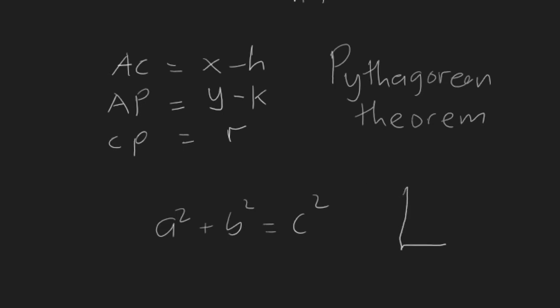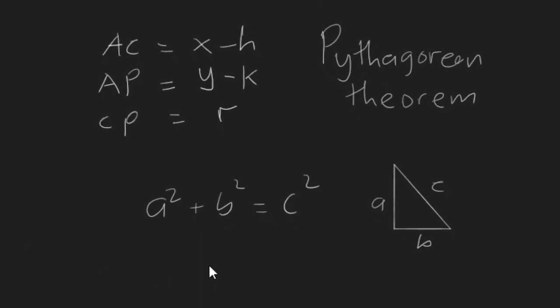So if it was like this, this is going to be C, A, and then B. So we can compare it to this one. In this case, our R is going to be our C. And then we can say AC will be B, and then AP will be A. So we can use Pythagoras theorem to write the equation for R.